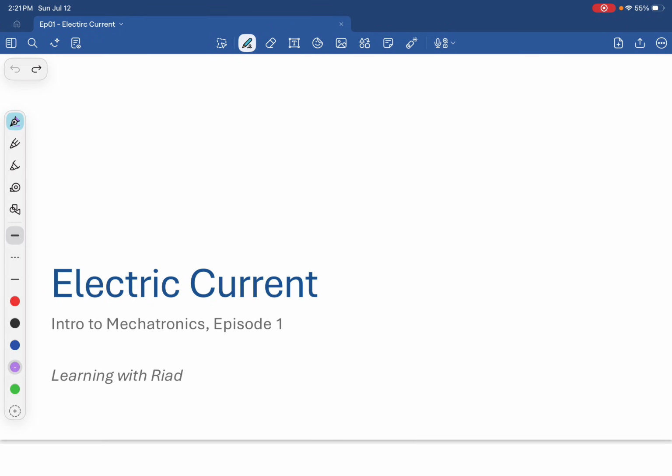In our previous lesson, we learned what mechatronics is and why it is used to build smart machines. Today we are going to try to understand one of the most fundamental things in mechatronics, which is electric current. So let's start.